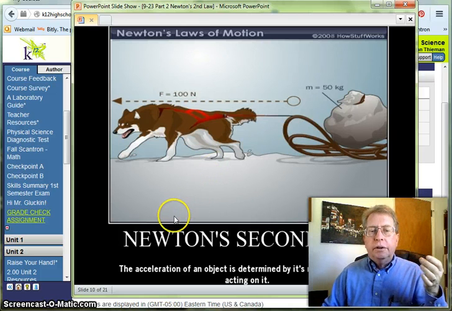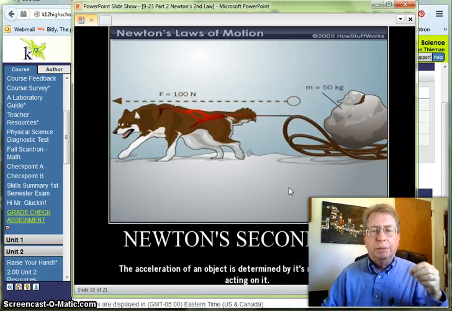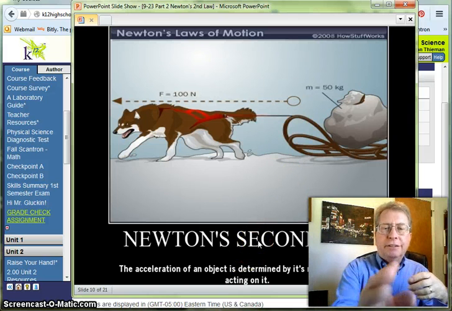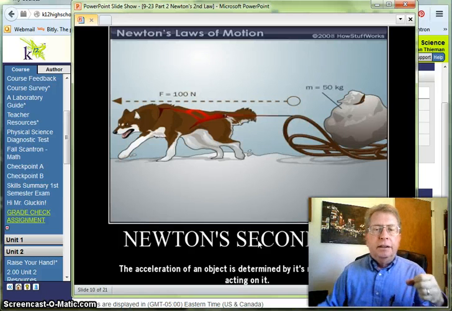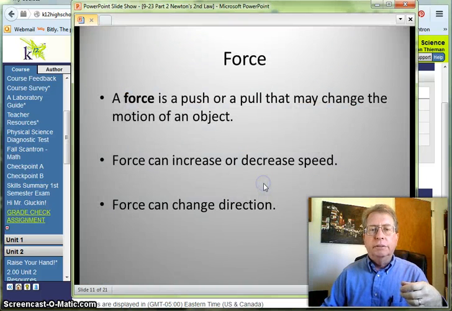Okay, so write in the left-hand column Newton's second law, and then write this: the acceleration of an object is determined by its mass and the force acting on it. And we're going to put some math with this, some very simple mathematics, but a combination of the mass of an object and the amount of force, that is something you can calculate and determine how much force there is.